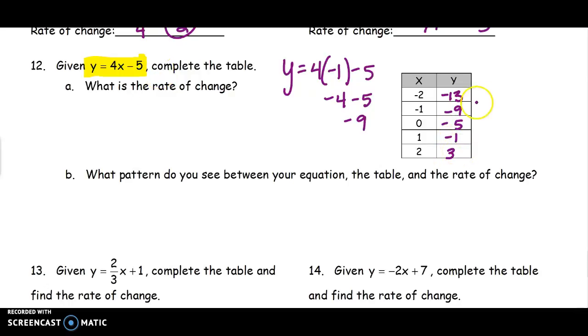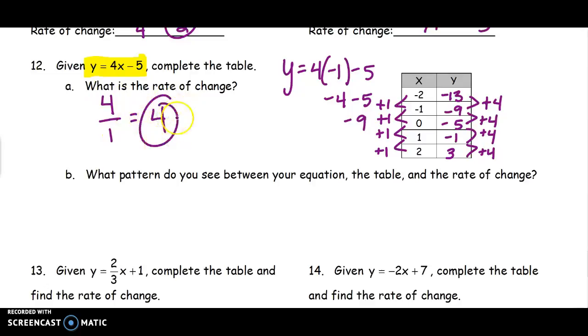So for the rate of change, you again find your jumps. From -2 to -1 is +1, -1 to 0 is +1, 0 to 1 is +1, 1 to 2 is +1. And -13 to -9 is +4, +4, +4, and +4. So our rate of change would be our change in y over change in x, which gives us a rate of change of 4.